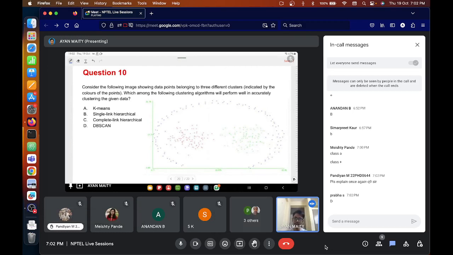Prabha says option D, which is DBSCAN. Anyone else?